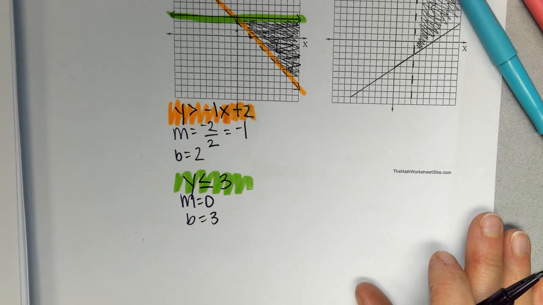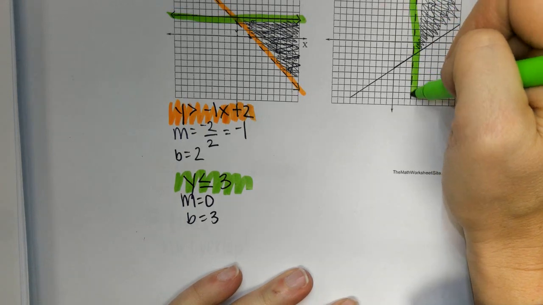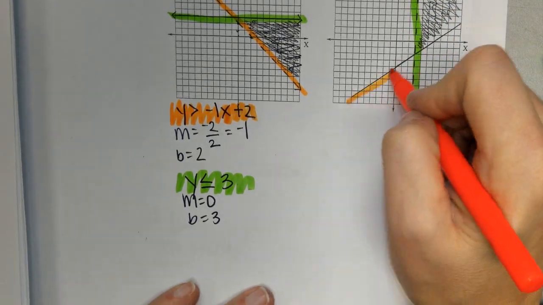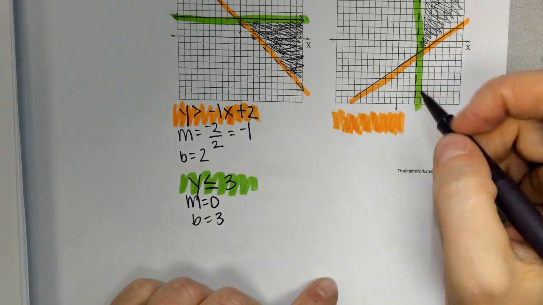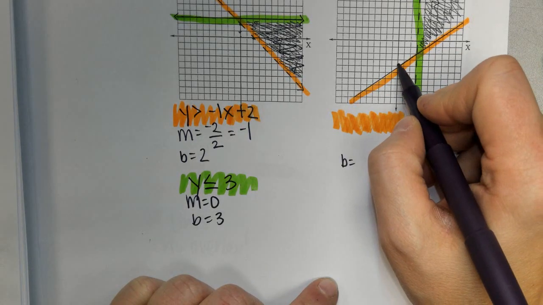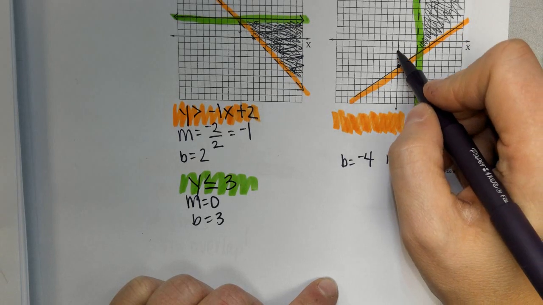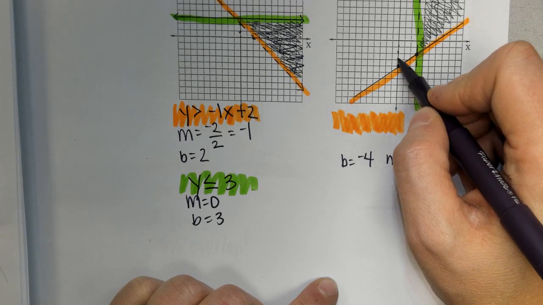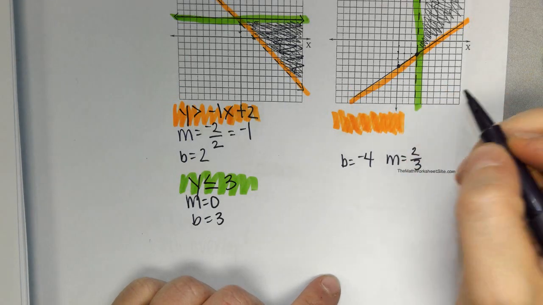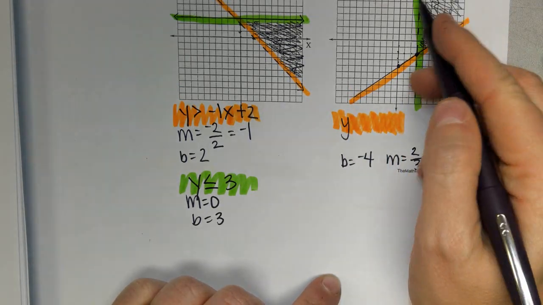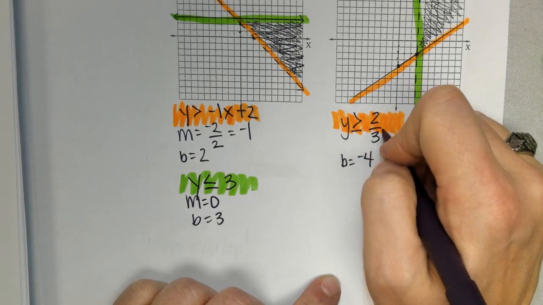And then the last one, we'll quickly do here. The last one, I'll color code again. Let's do this one is green. And this one is orange. Let's do orange first. Okay. What is the B? The B is right here. That is at 1, 2, 3, 4, negative 4. And the M is 1, 2. Let's go from this point. A rise of 2 and a run of 1, 2, 3. 2 over 3. Okay. So now we can do y, and it's shaded on top, so it's going to be greater than or equal to, because it's solid, 2/3 x minus 4.